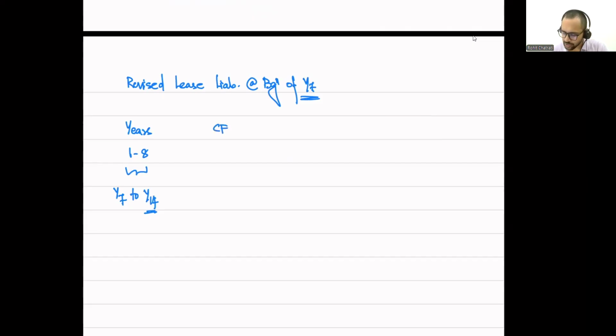The cash flow continues to remain 1 lakh rupees. We are now calculating the present value factor at 7%, and we then have discounted cash flow. All right, the present value annuity factor at 7% for a period of 8 years is going to be equal to 5.9713, and the discounted cash flow is therefore equal to 5,97,130. So this is going to be my revised lease liability at the beginning of year 7.